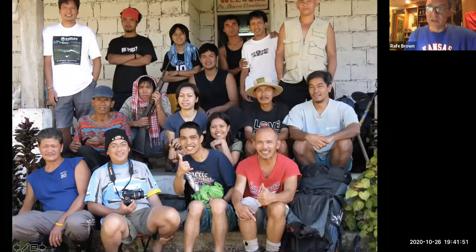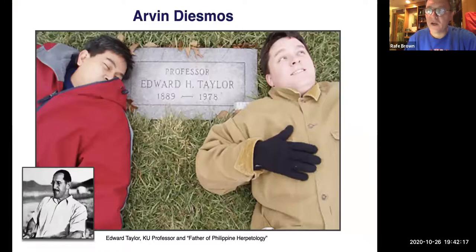I love this picture because, the last thing I'll say, this is the field crew that has done all this fieldwork with us over the years. I like this picture in particular because it's like my dream team all in one place. There's Enteng Inhente, who is the person who took Jim to catch Draco on his first trip to the Philippines back in 1996, maybe, a long time ago. Arvin Diezmos is now my long-term collaborator, whom I met in 1990 when I first went to the Philippines, and he's now the curator of herpetology at the National Museum of the Philippines and a preeminent herpetologist in the country.